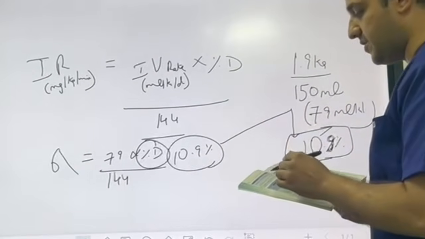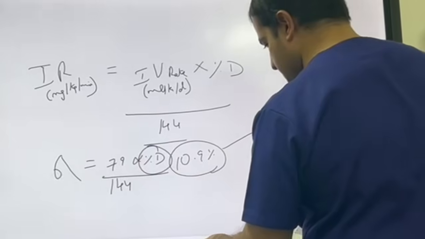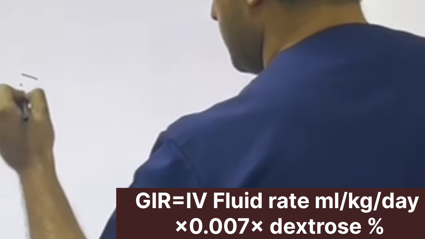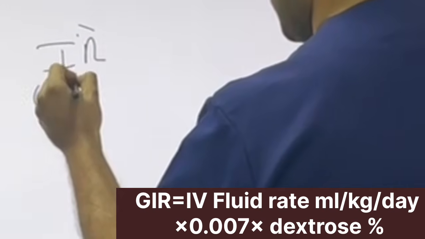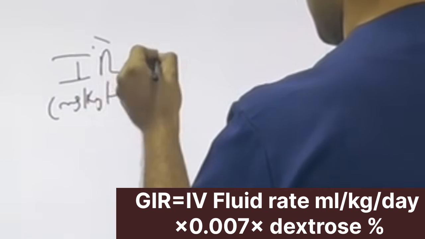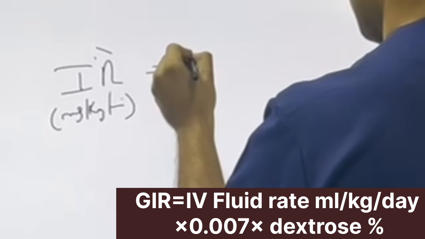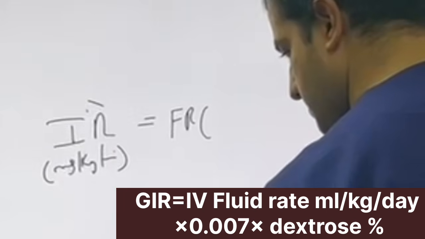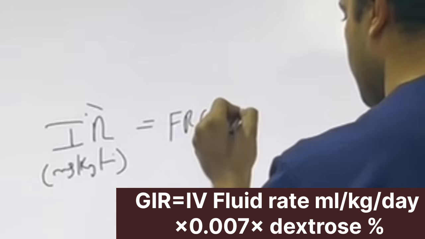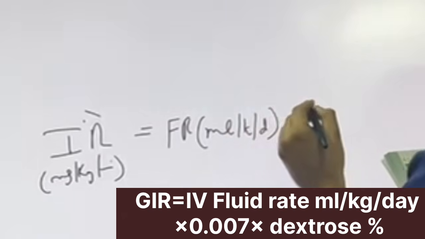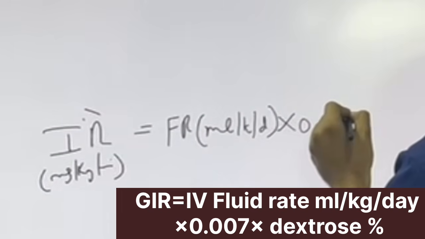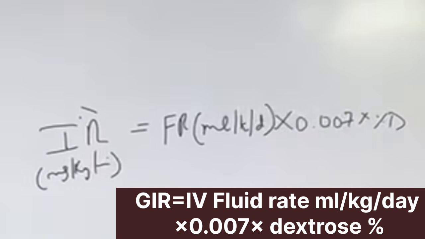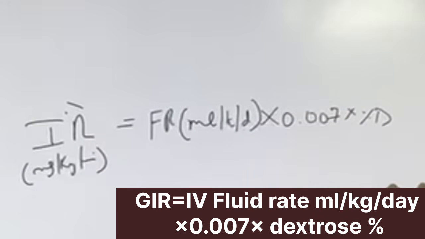ठीक, सेकेंड फॉर्मूला जो है दैट इज अगेन इन्फ्यूजन रेट इन mg per kg per minute ठीक है, इज इक्वल टू फ्लूइड रेट इन ml per kg per day into 0.007 into percentage of dextrose. ये सेम ही है, 1 को डिवाइड कर दिया 140. तो इट इज द सेम.